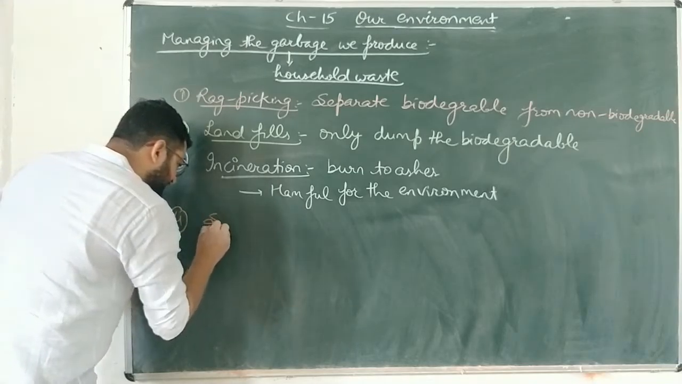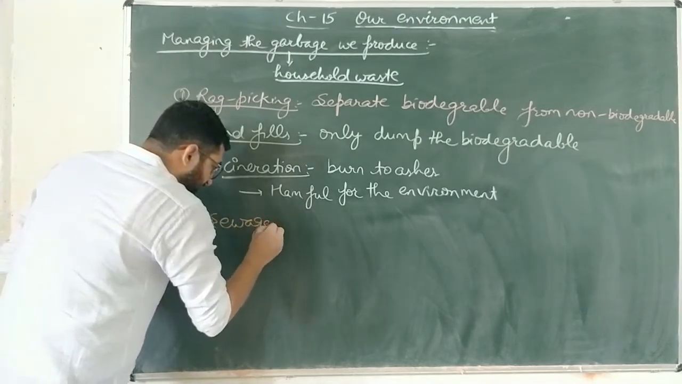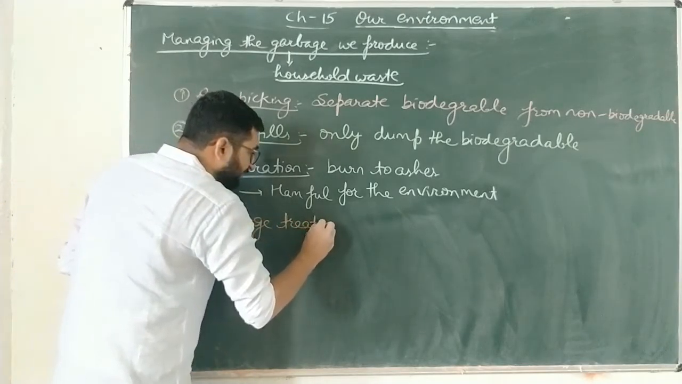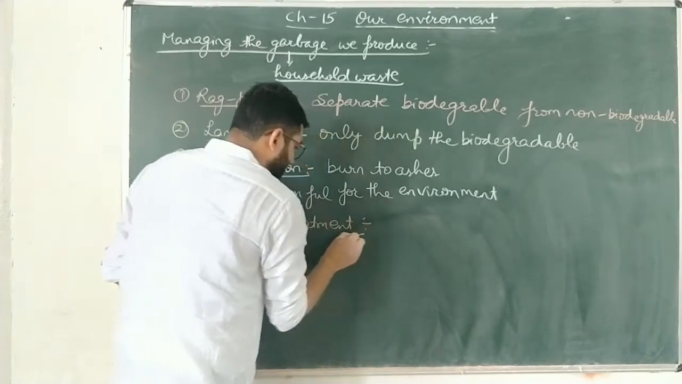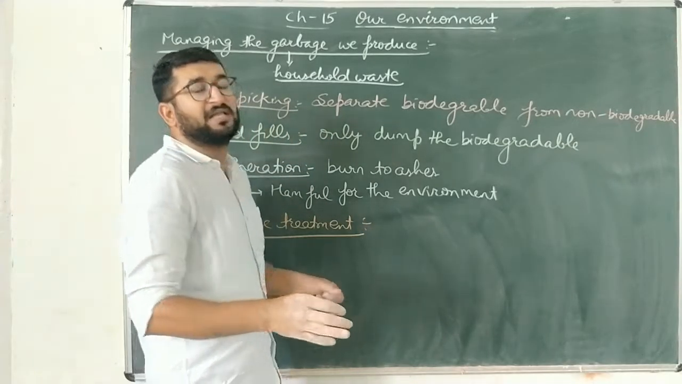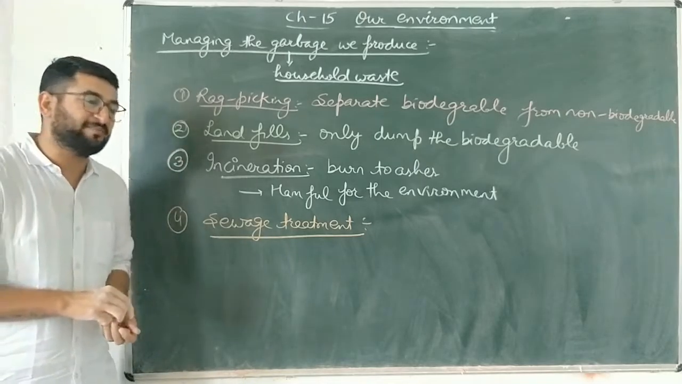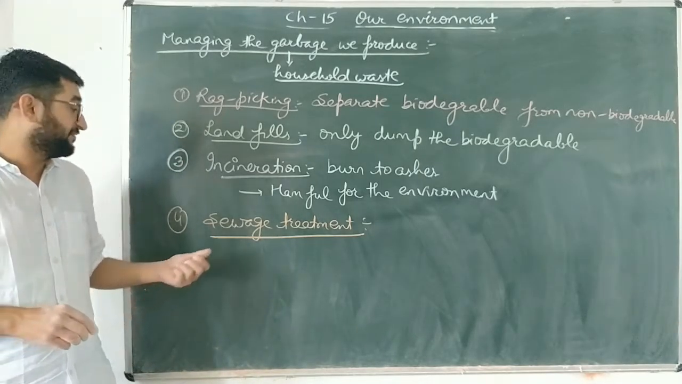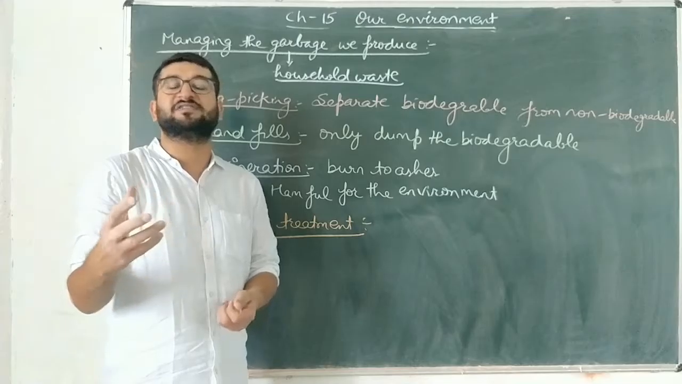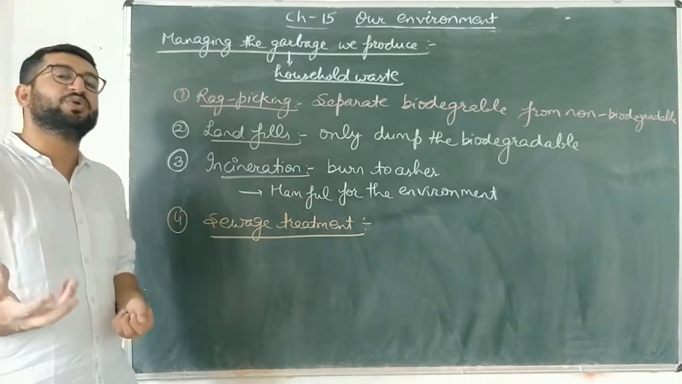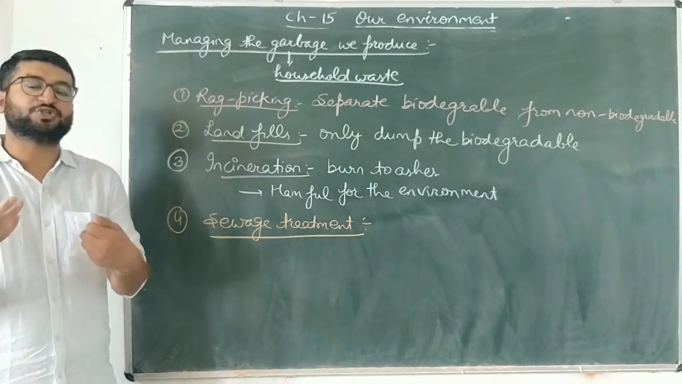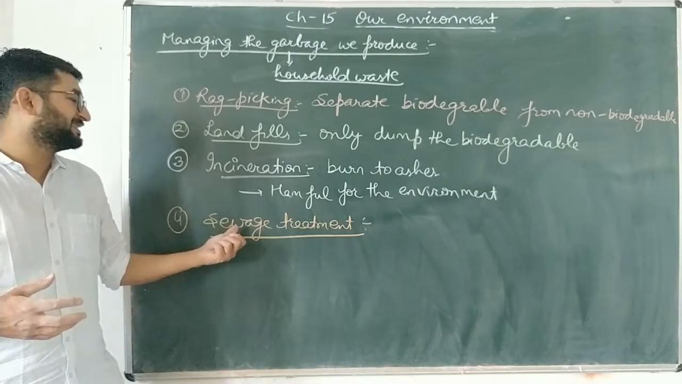The next one is the sewage treatment plant, STP. There are specialized plants set up in the outskirts of a city which are referred to as sewage treatment plants. What is sewage, beta? The fecal matter, the urine, the waste which is produced by human beings is referred to as sewage.